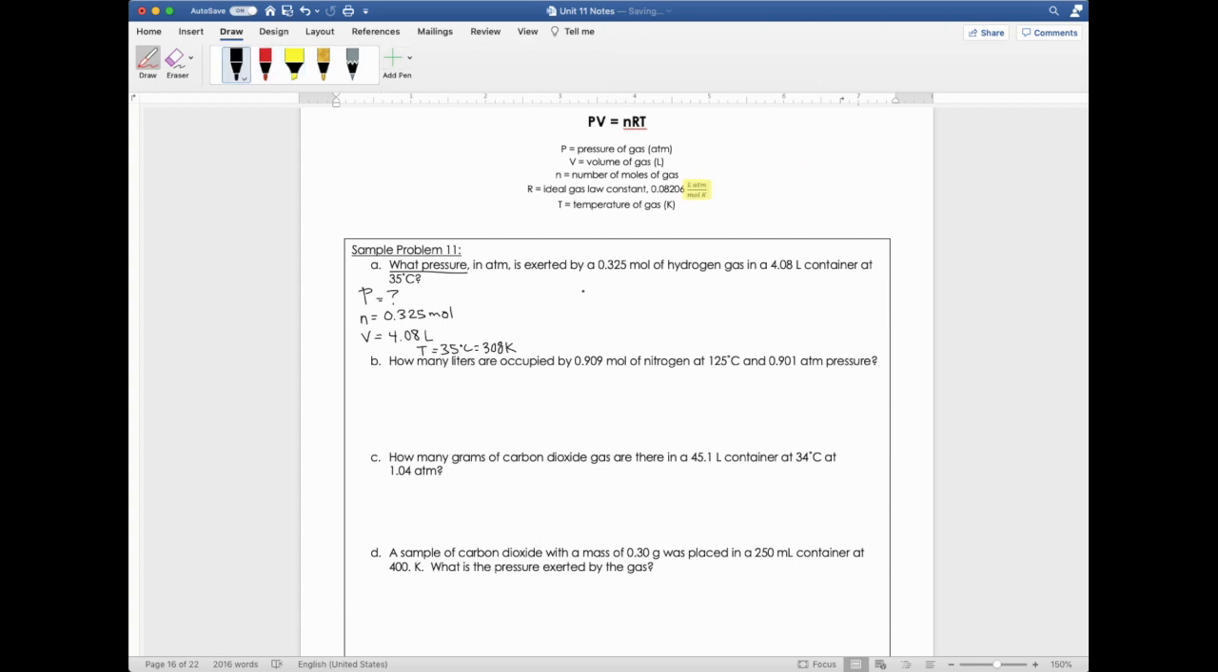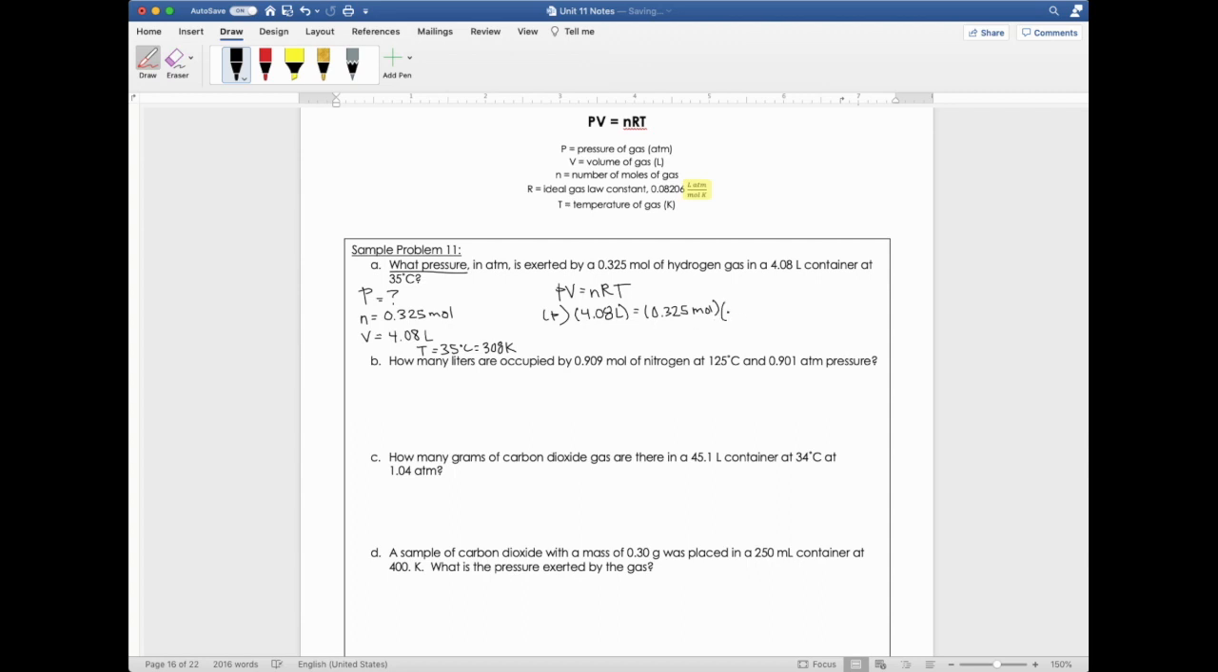Now that we have everything in the correct units and we know R, because R is always that number, we can just go ahead and plug everything in to our ideal gas law. So pressure, we're going to leave P there because that's what we're trying to find. The volume is 4.08 liters. Number of moles is 0.325 moles.